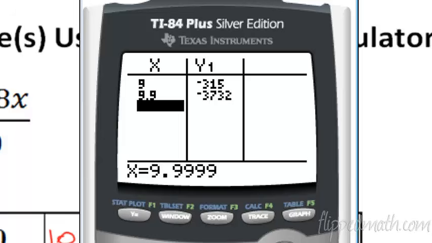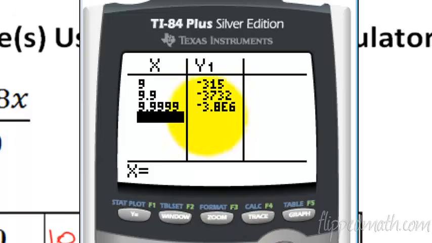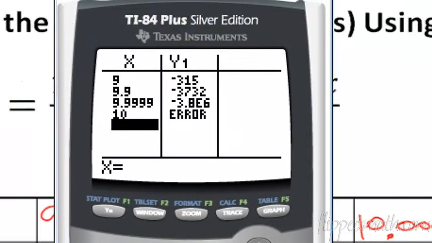9.9999, enter. What in the world is that? Negative 3.8 e to the 6th? It's scientific notation. Negative 3.8 times 10 to the 6th. It's a number that is really far from 0, negative. Let's do 10, just to make sure that it says error. Yes, it does. And then I've got to move this because I forgot what numbers I said.